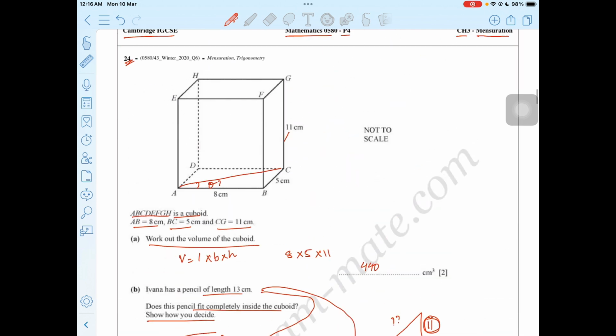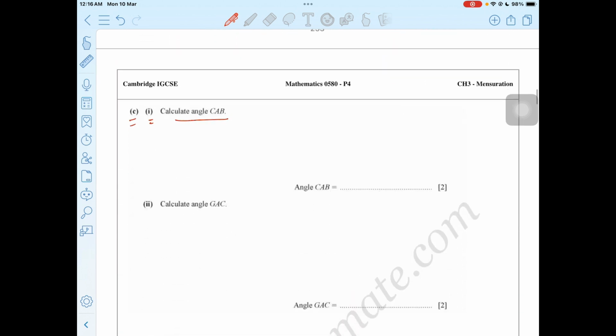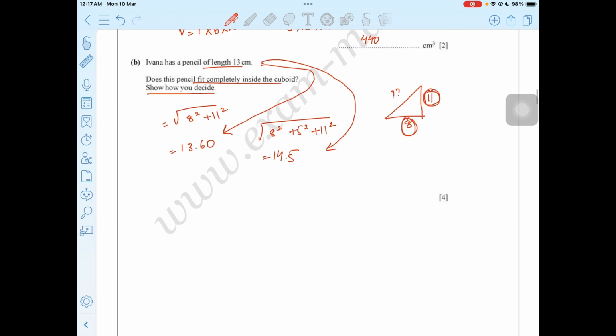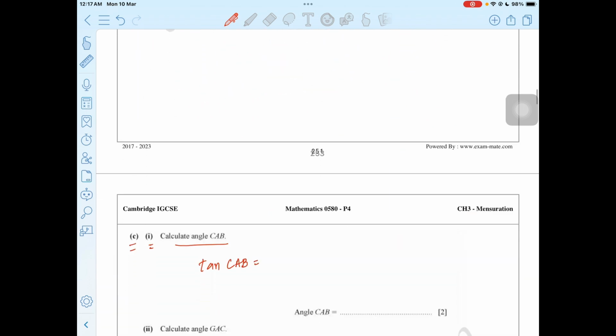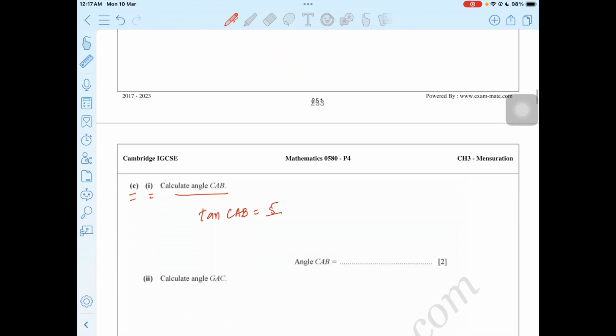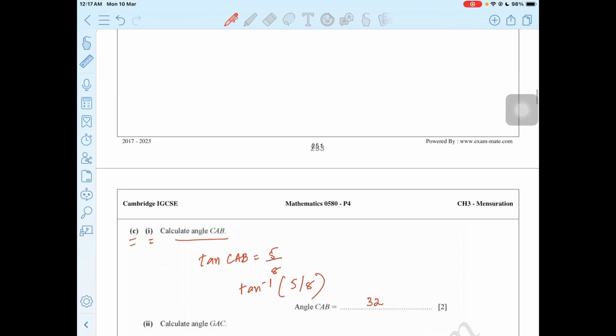Here we have the opposite and the adjacent, so we'll use tan. Tan CAB is equal to the opposite as 5 and the adjacent as 8. So this would be 5 over 8. So we get our answer as 32 degrees. Now let's move on.